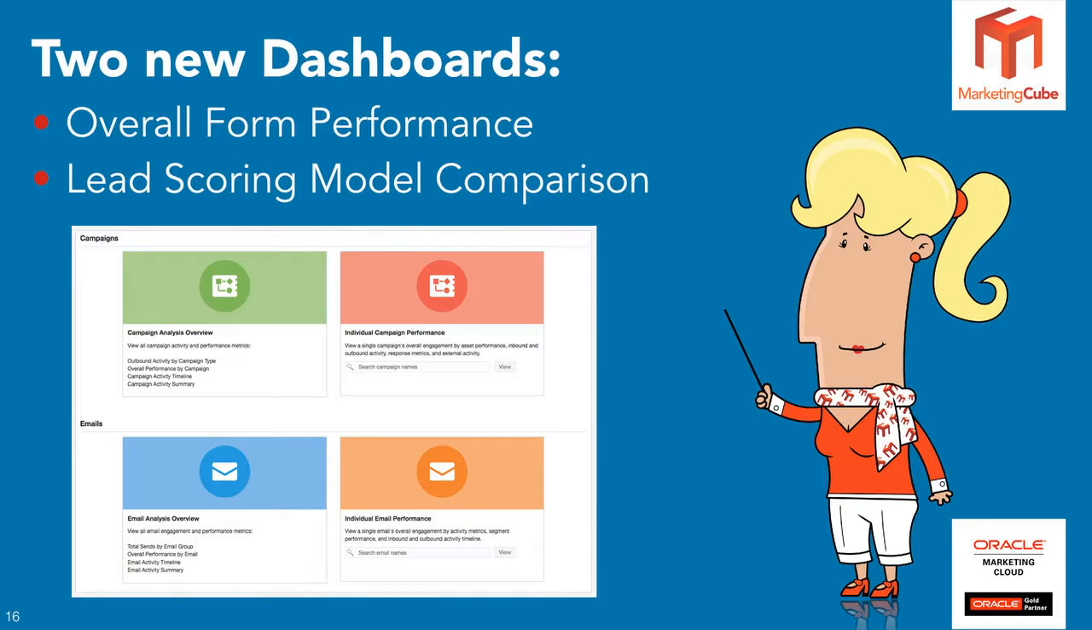The other area that's seeing some enhancements is the dashboards. Hopefully you've had some time. I think it was in February, last month, we ran a separate session on the new dashboards. At the moment, there are 4 dashboards available. However, we have 2 new dashboards coming. One is overall form performance, and the other is lead scoring model comparison. So if you're running multiple lead scoring models, that would become extremely helpful. I don't have access to those just yet to show you, but you should see them coming shortly through these updates.